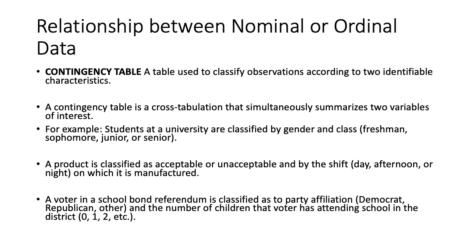One other type of distribution we look at when we compare two levels of data, particularly when we're looking at nominal or ordinal level data, is a contingency table. A contingency table is a table used to classify observations according to two identifiable characteristics. First, a contingency table is a cross-tabulation that simultaneously summarizes two variables of interest. Specifically, students at a university are classified by gender and class: freshman, sophomore, junior, senior.